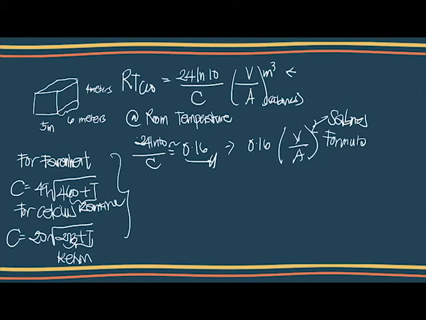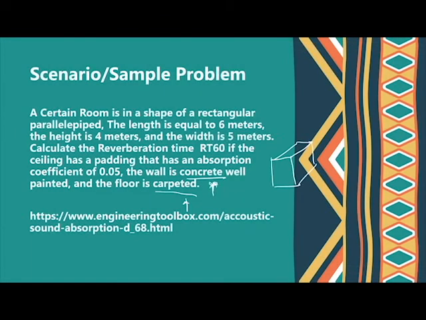So let's first solve for our volume. The volume is equal to length times width times height, which is 5 times 6 times 4. 5 times 6 is 30, times 4 is 120 cubic meters. That is now our volume. Our A is not actually the area, it is the total surface area multiplied by the absorption coefficients. In our problem, the ceiling has an absorption coefficient of 0.05.